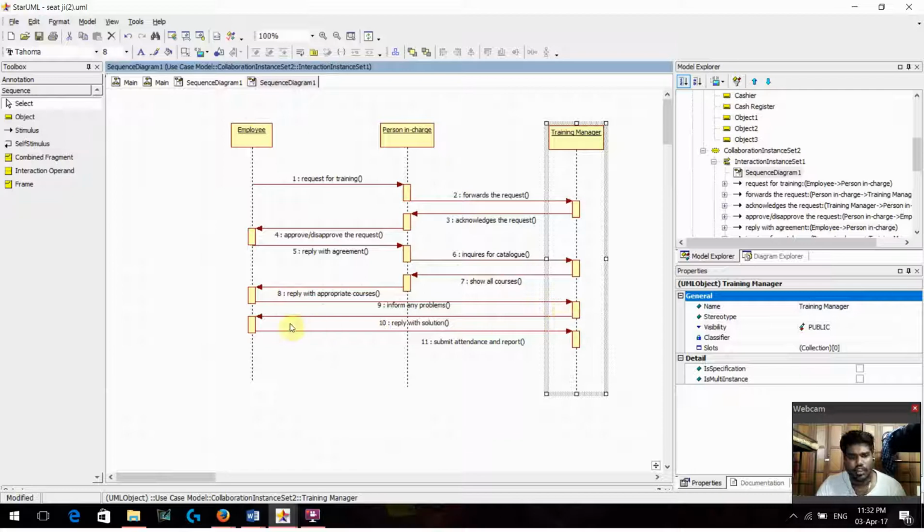And after that, the process goes from the training manager back to the employee, and if there is any problem, a solution is given by the training manager to the employee, as well as any solutions needed are given from the employee to the training manager. And finally, the submit attendance and report: attendance and report are both submitted finally. That's all. Thank you.